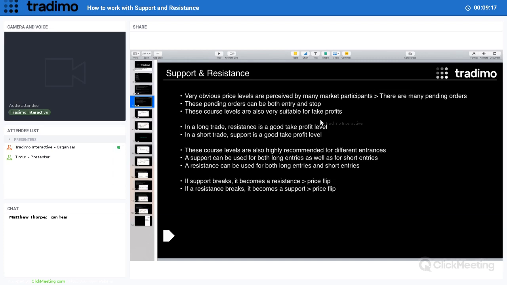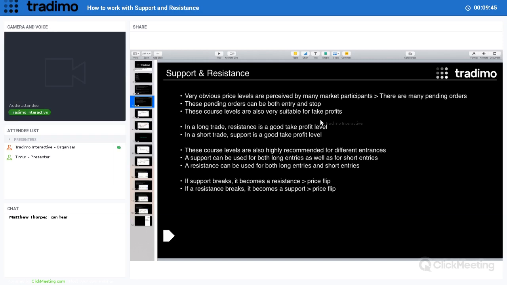These course or price levels are also highly recommended for different entrances. So you can say if you go long at a support level, and you can also go long at a resistance level if this resistance level is broken. So we go through all the examples in a few minutes. So please be a little bit patient. It will be very soon there.